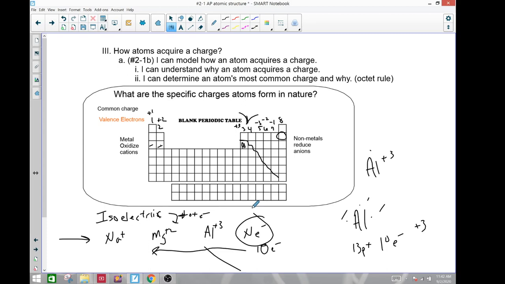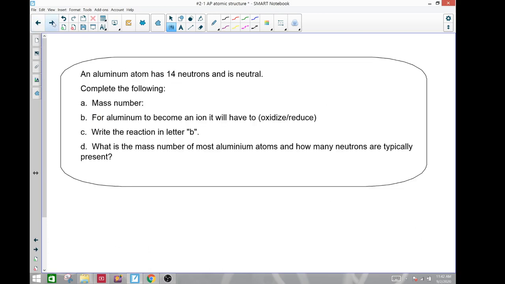All right. Let's try another one. Aluminum has 14 neutrons and is neutral. Okay, complete the following. Give this a try on your own. Okay, what's the mass number? Well, for aluminum, 13 protons plus 14 neutrons is 27. Mass number. That's the mass of the whole thing.